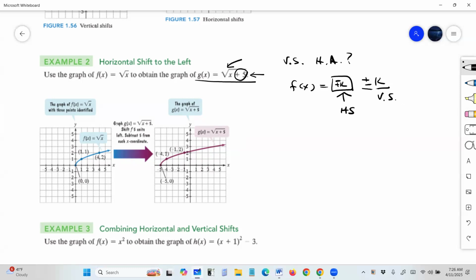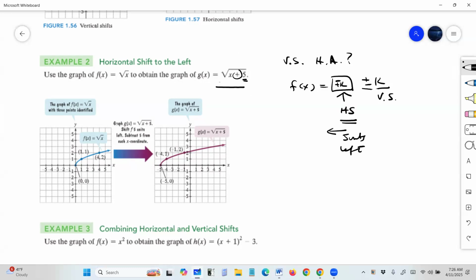So which is it? Notice that the plus 5 is inside of the function, which means it's a horizontal shift. Okay, very good. Now we take a look at the sign. Is it plus? Is it minus? It is plus, which means what? It's a shift to the left by 5 units. So 5 units to the left.